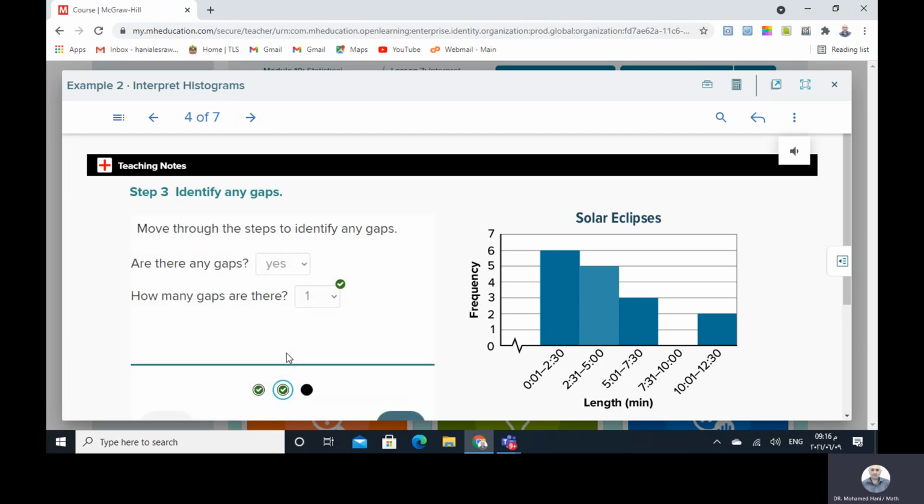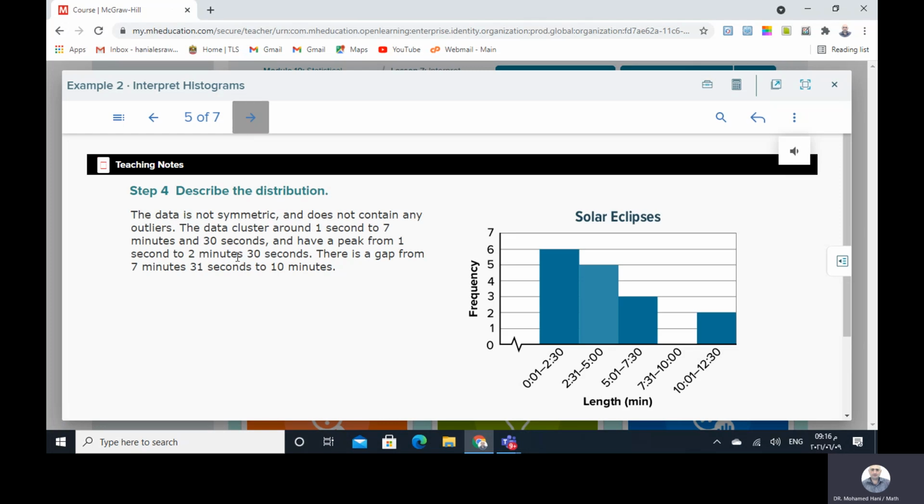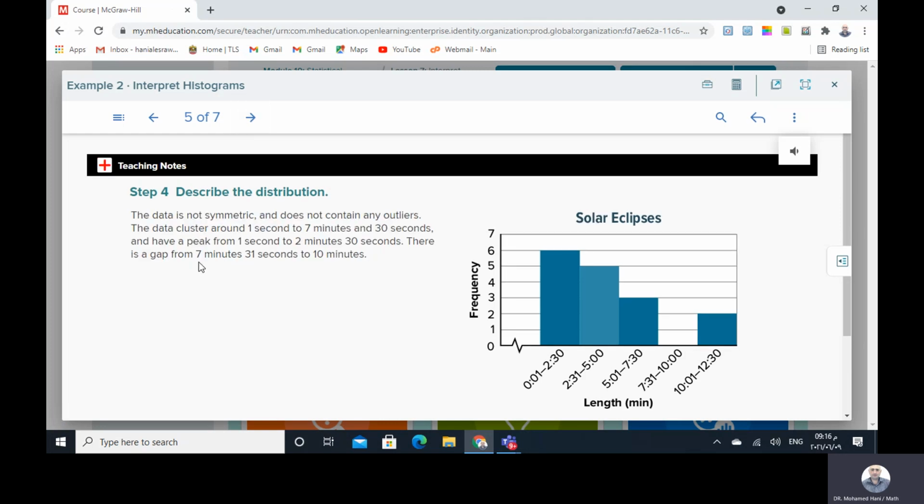Identify any gaps. As you see here, we have a gap, no data here. Yes, we have just one. Step 4: describe the distribution.